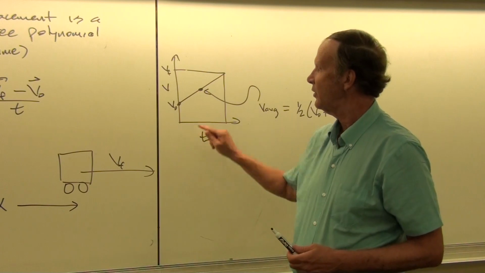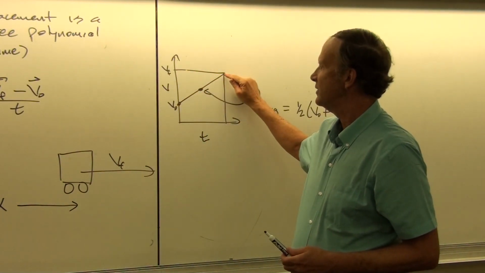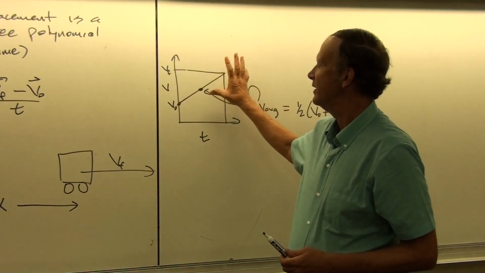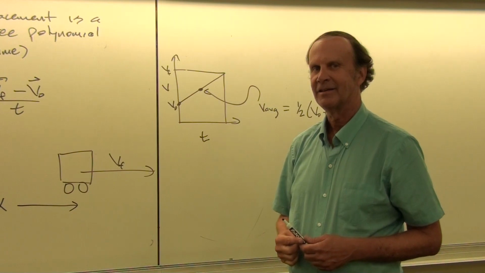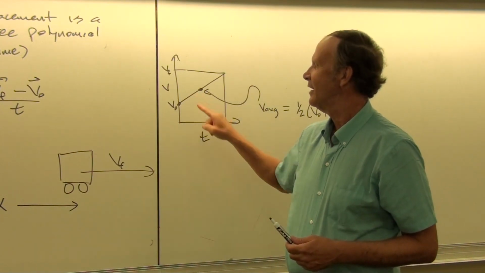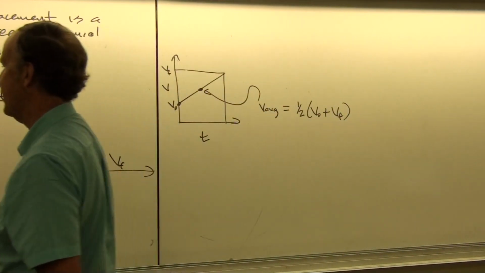Okay, but that would only work as long as the velocity were increasing linearly. If this were a parabolic function, then the average value of that function would be much more difficult to calculate. Okay, and so here, this is only working for a constant acceleration process.